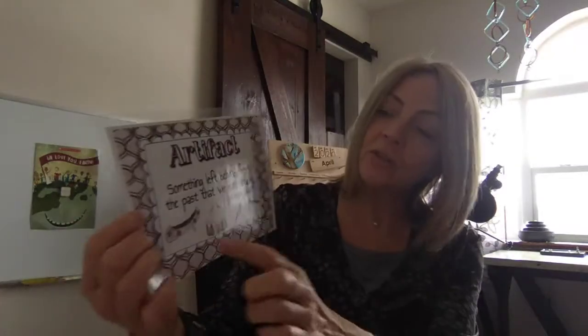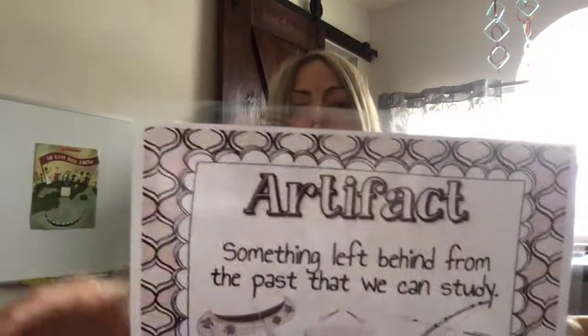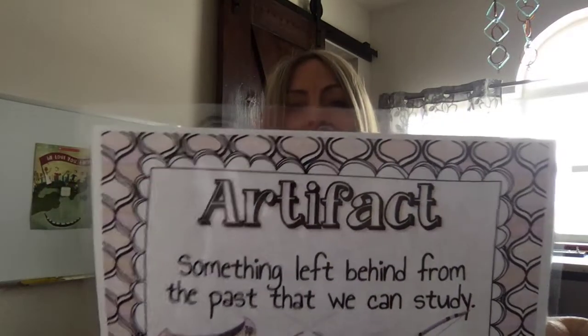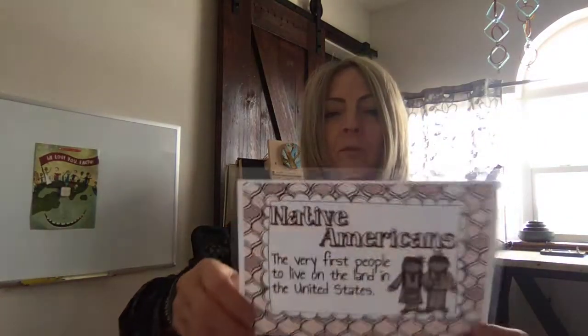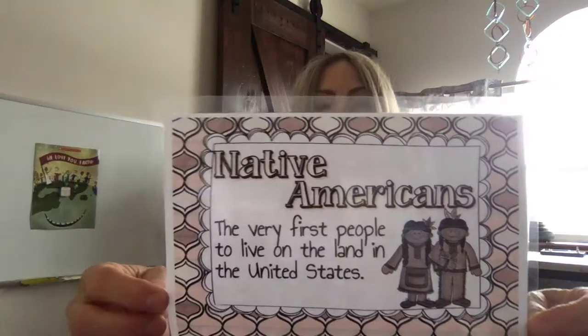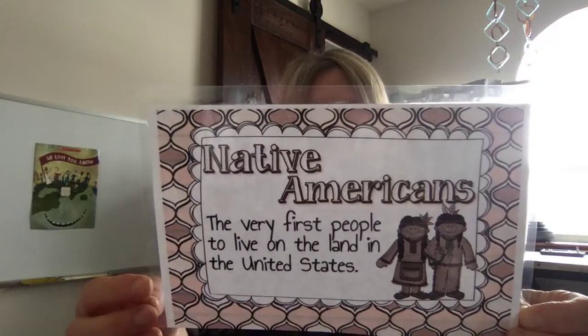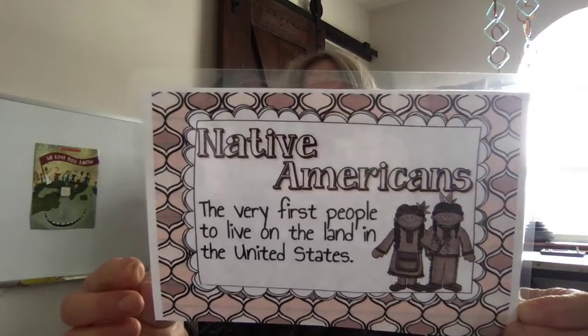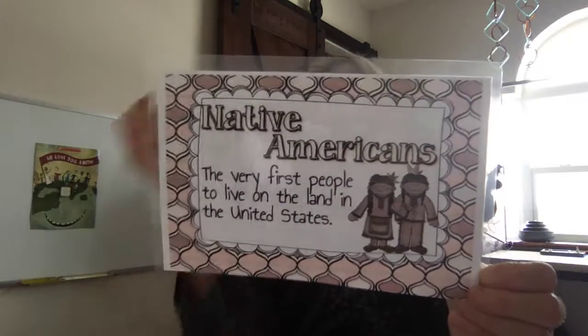An artifact is something left behind from the past, like a canoe and a drum, or a bow and arrow. If you've ever found an old stone called an arrowhead, you know that you have found an artifact. Or an old vase from a long, long time ago. Native Americans are the very first people that lived in this land, in the United States. Native Americans lived in the United States first.